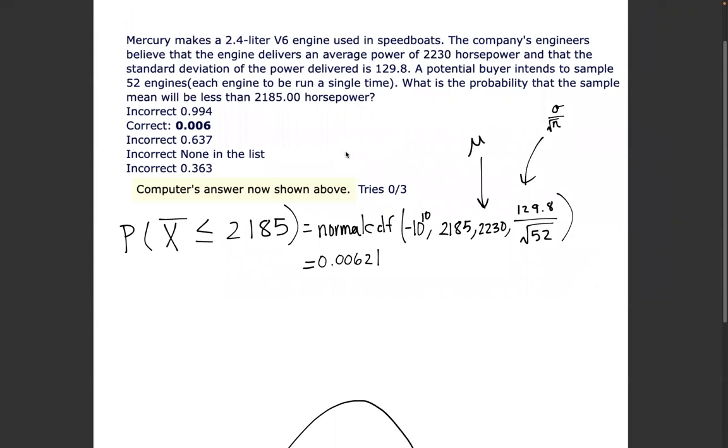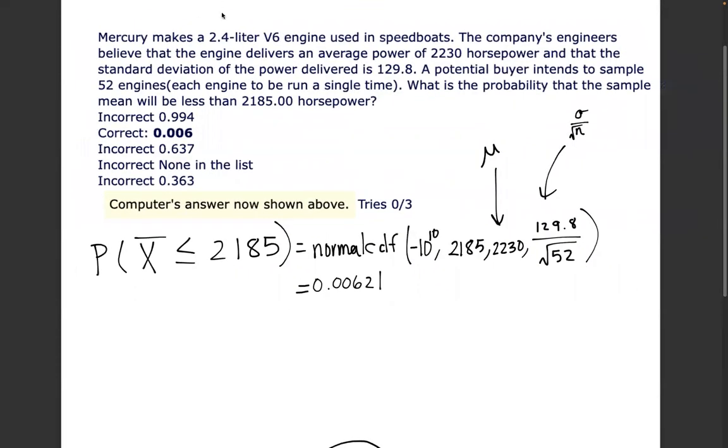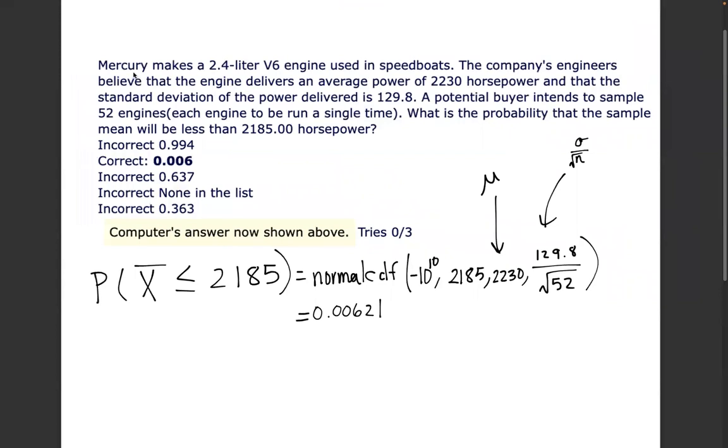Okay. I believe this question was also in a previous recitation. So Mercury makes a 2.4 liter V6 engine used in speedboats. The company's engineers believe that the engine delivers an average power of 2,230 horsepower, and that the standard deviation of the power delivered is 129.8. A potential buyer intends to sample 52 engines, each engine to be run a single time. What is the probability that the sample mean will be less than 2,185 horsepower?